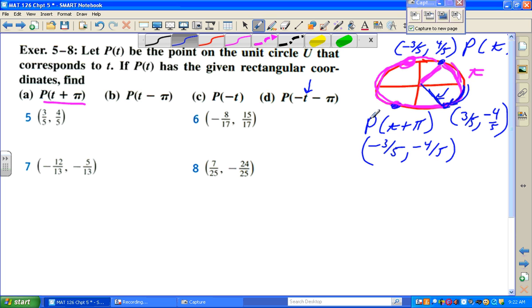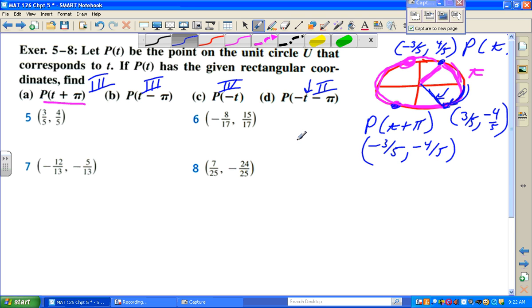Okay? So those are the points based on how the angle moves. I think we didn't move it to the fourth quadrant yesterday. Was that you? Yeah. So we need to move it to the fourth quadrant for this one. And this one's in the third, this one's in the third, and this one's in the second. Right.